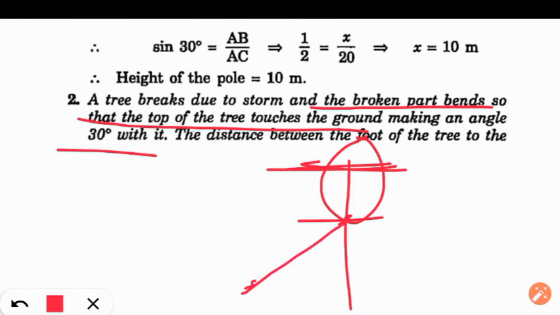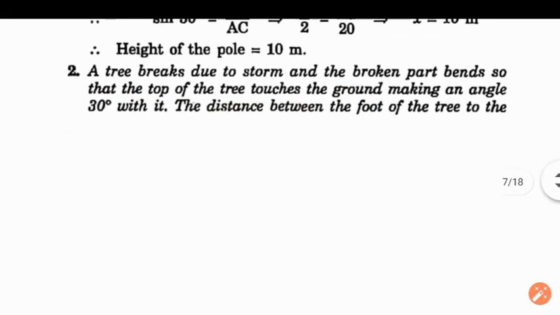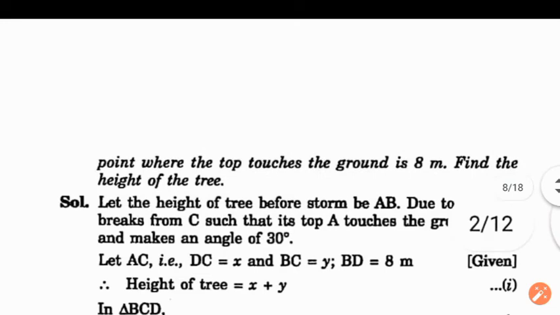It will not separate. According to this question, the tree has broken due to the storm, but it is not separated, right? The top of the tree has not separated from the tree, it just bends. So, see, it bends and makes an angle with the ground, and that angle is 30 degrees. The distance between the foot of the tree and the point where the top touches the ground is 8 meter. So, this distance is given.